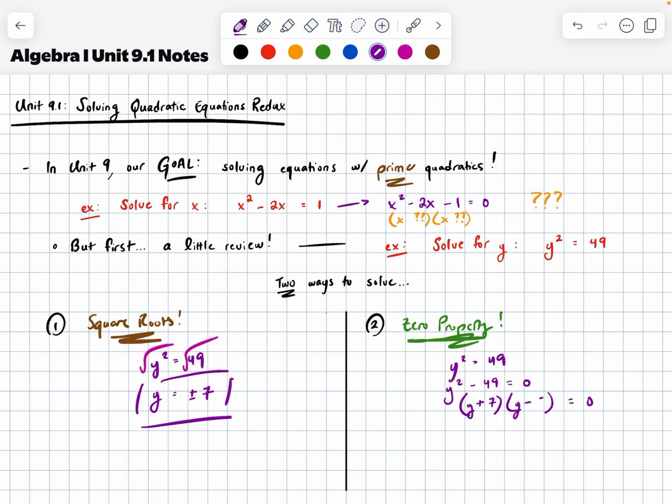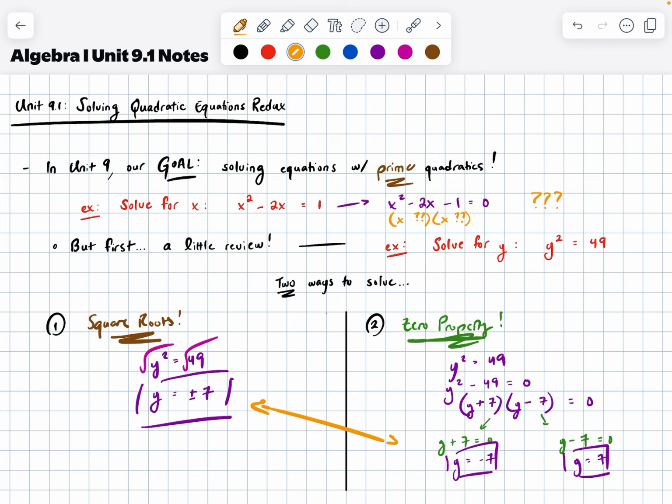And at the back, 49 has got to be 7 times 7. From here, by the zero property, if their product is 0, then one of them must be 0. Therefore, either the y plus 7 is my 0, or the y minus 7 is my 0. Subtracting 7 from both sides reveals that my first possible value of y is -7. And on the right, adding 7 to both sides reveals that y could also be +7. I hope you will agree that both of these solution sets are equivalent.